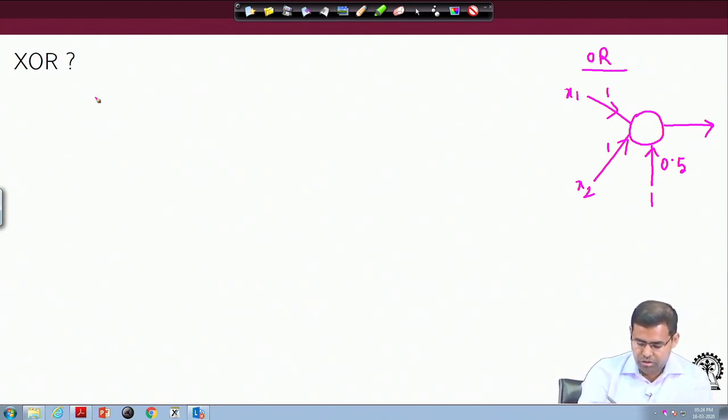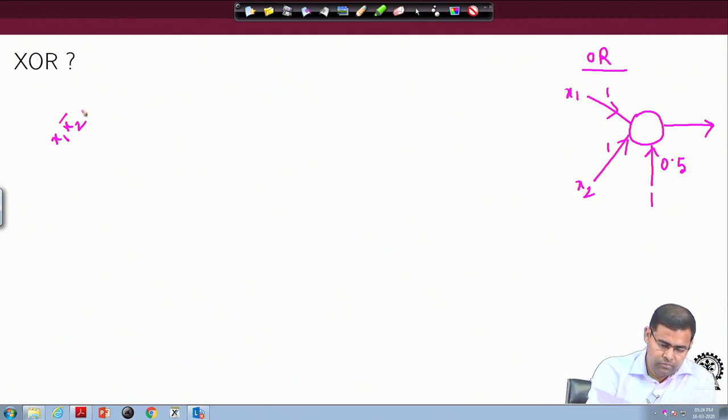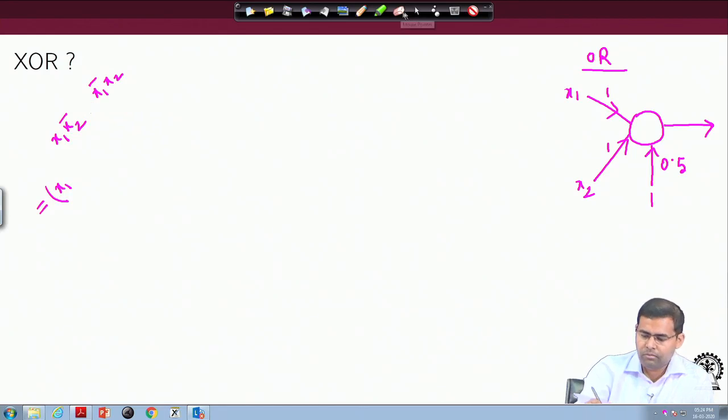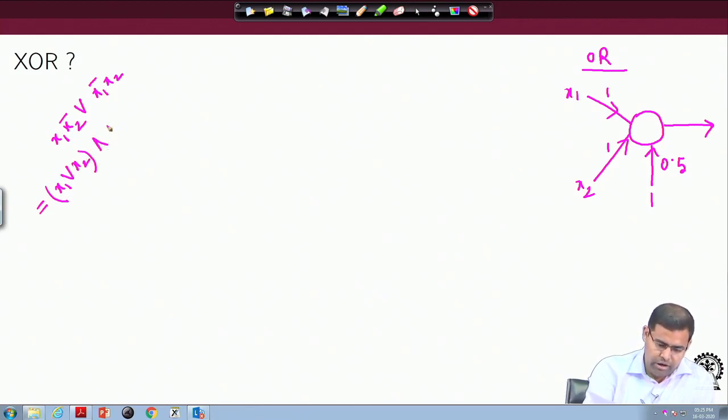Now, when we are talking about XOR, let us figure out first whether I can actually express it using this OR and NAND. Actually, it should be possible. So, for XOR, as we know, I can actually write it as x1 OR x2, AND, x1 AND x2 bar.